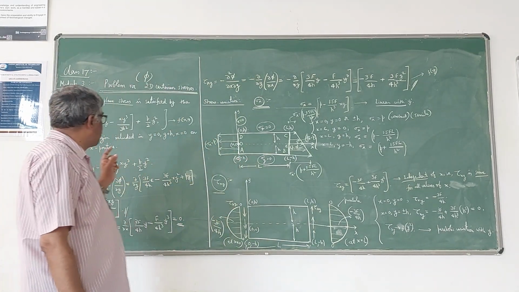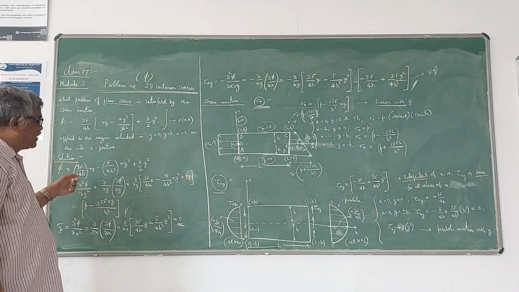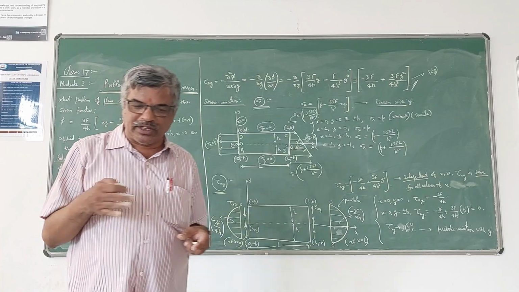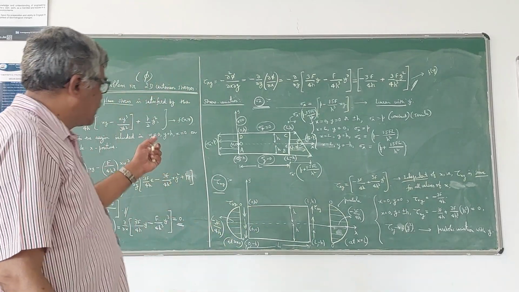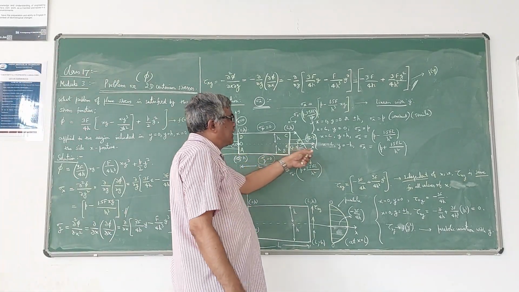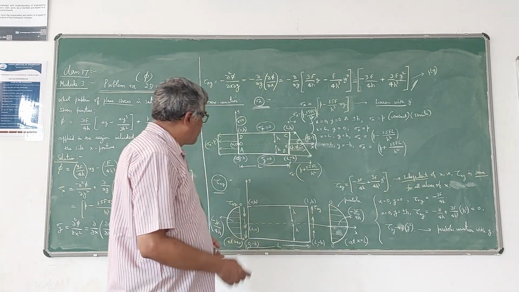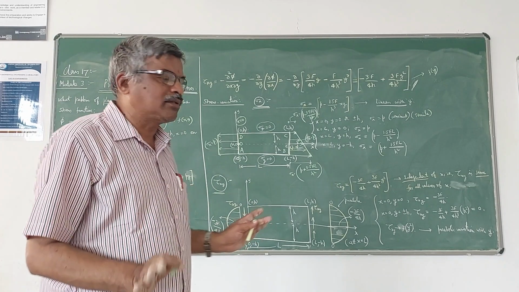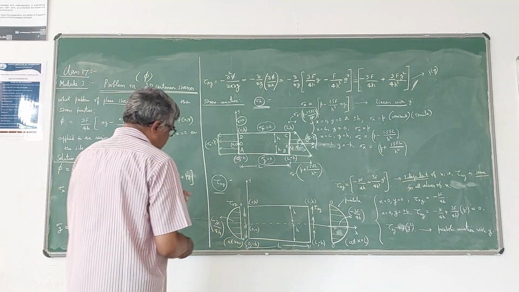Whatever varying value function phi they are given, find out sigma x, sigma y, tau xy, and then give the values of x and y at the boundary points, get their values and then plot. Similarly, sigma y is equal to 0 here. There is no stress plotting for sigma y. The third one is tau xy, shear stress.